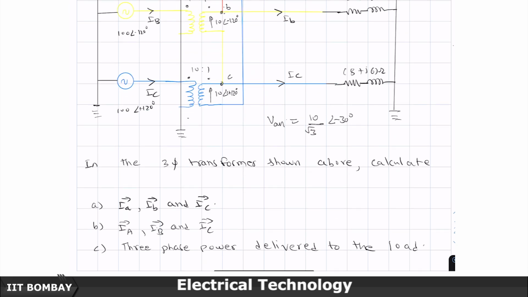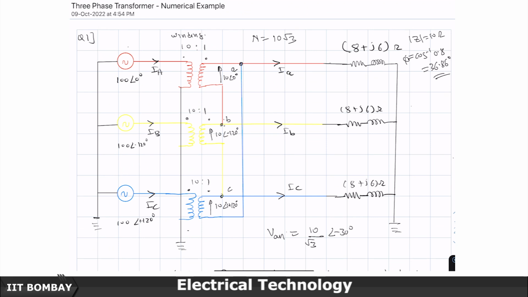Now my question is, in the three-phase transformer shown above, calculate small ia, ib, ic, and capital IA, IB, IC. So these are the line currents on the delta side, and these are the line currents on the star side, the Y side, and then the three-phase power delivered to the load. As a cross check, let me say upfront that whatever I calculate on the secondary side should match that on the primary side. So let's get going.